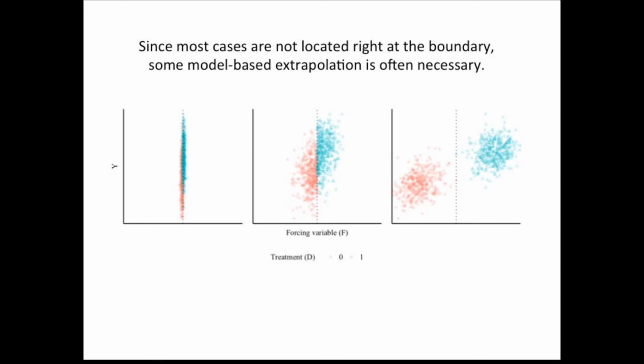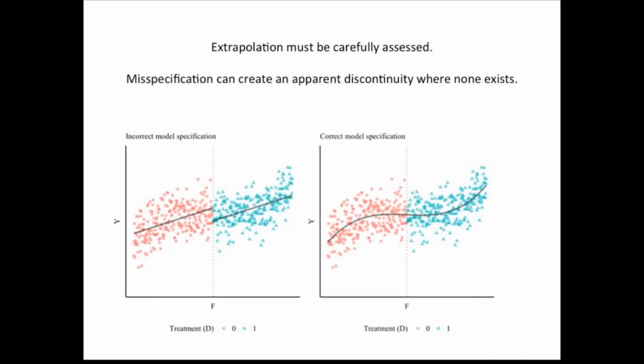There'd be no problem. In reality, we usually have cases that are more spread out, and the more spread out they are, the more we have to use information from cases far from the boundary to estimate what's actually happening at the boundary. And so what that means is we've got to do a good job of modeling that relationship, because here, this panel on the right is correct.